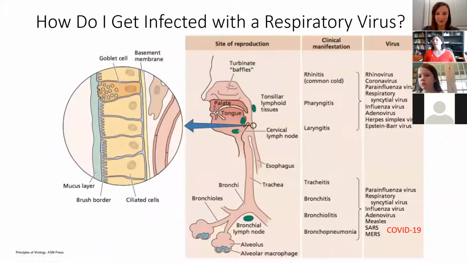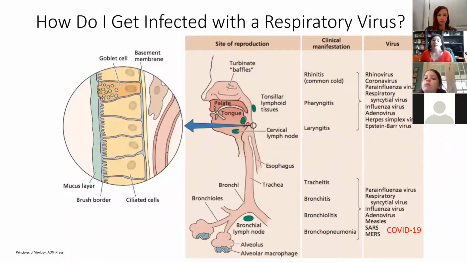So I'm going to address a lot of common questions about virology that I get asked. How do I get infected with a respiratory virus? The most common way is through just breathing in virus particles. You can also get infected by touching something that's got a virus on it, like doorknobs, cell phones, things like that, and then you itch your eye.